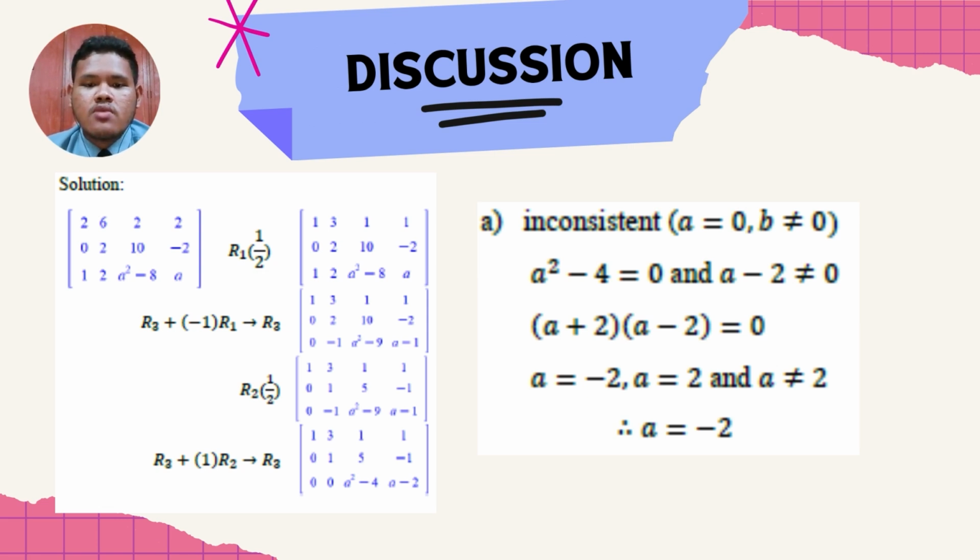The first is a squared minus 4 and the second is a minus 2. Inconsistent. The condition for inconsistent is when a equals 0, but b is not equal to 0. Substitute a and b with the previous equations, and then solve them. The answer we got for the first equation is a equals negative 2 and a also equals 2. And for the second equation, a is not equal to 2. Therefore, the final answer is negative 2. Now, I'll hand it to Lutfi for the next question.